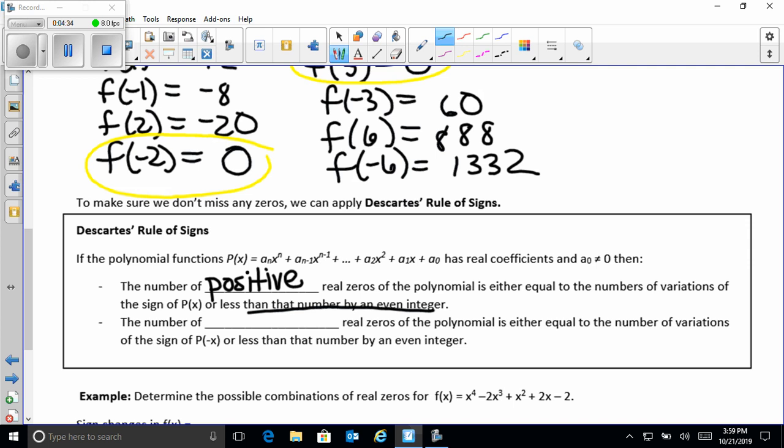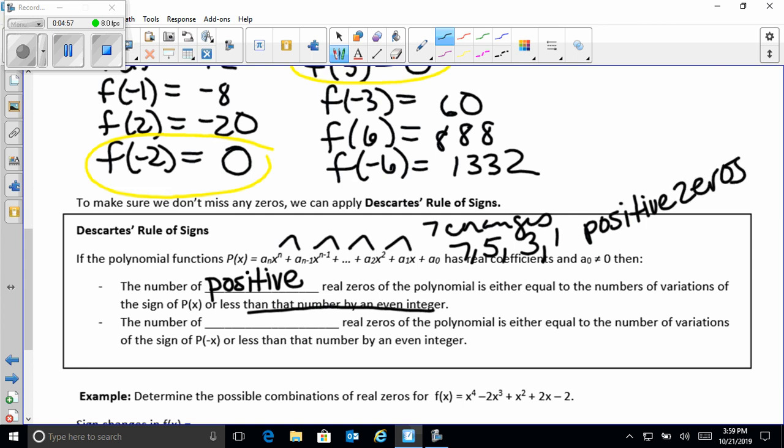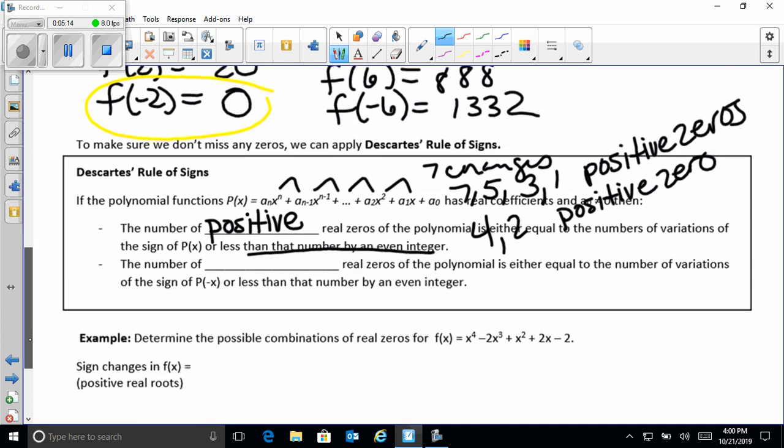So what does that mean? Let's say I looked at it and let's say there was 7 changes. That means I could have 7, 5, 3, or 1 positive zeros. Let's say I had 4 changes. And that means I could have 4, 2, or 0. 0 is not any positive. So however many times my sign changes, that's how many possible positive roots I'm going to get.